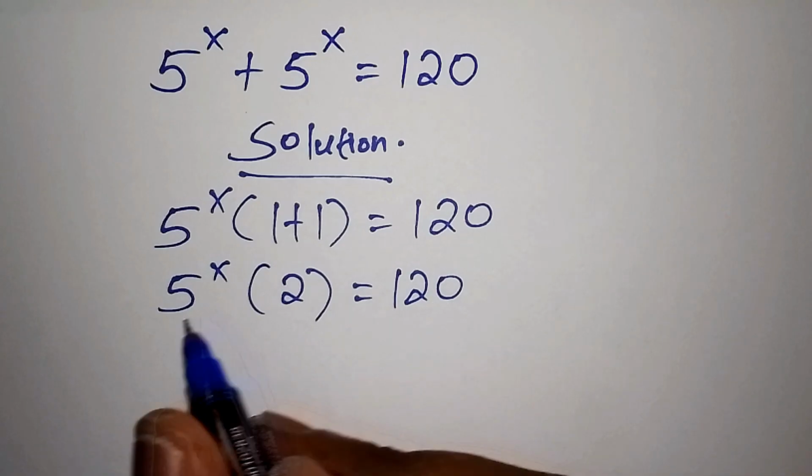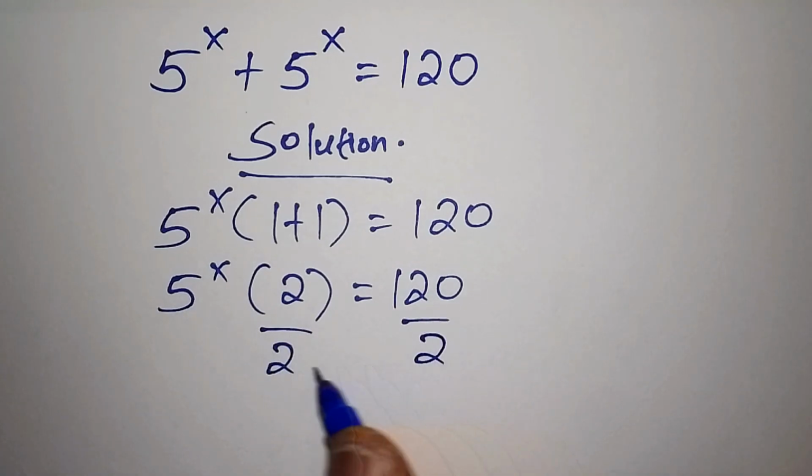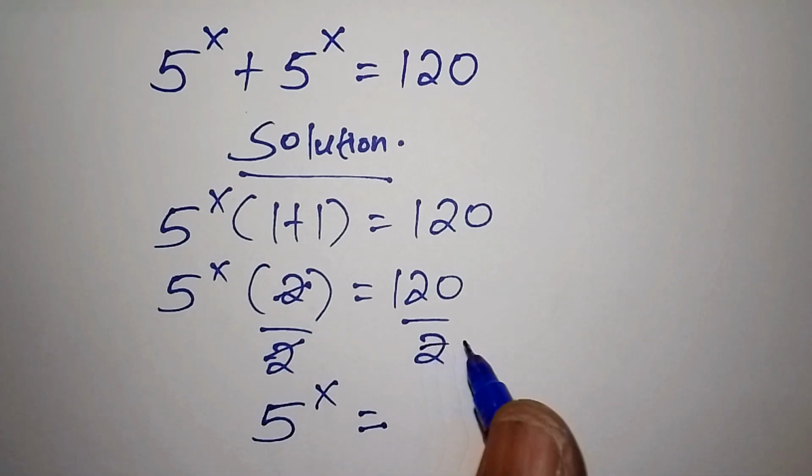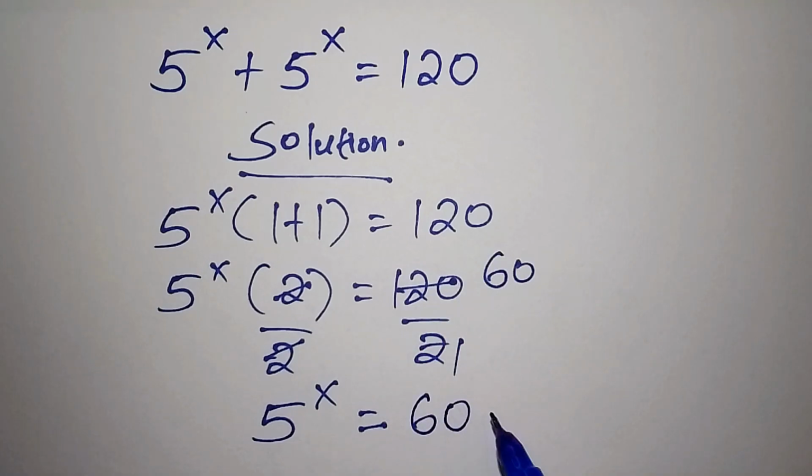We want to remain with 5 to the power of x, so we shall be forced to divide both sides by 2. Here also by 2, so that the 2 by 2 cancels. We shall now remain with 5 to the power of x is equals to 120 divided by 2, which is 60.